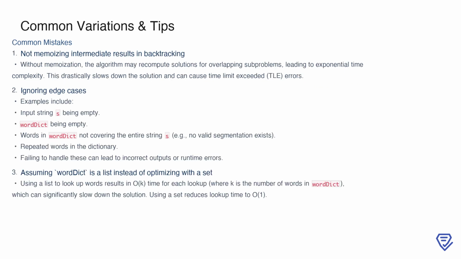One common mistake when solving word break 2 is not memoizing intermediate results during backtracking. Without memoization, the algorithm can end up recalculating solutions for overlapping subproblems repeatedly, which leads to exponential time complexity. This inefficiency can drastically slow down the solution and may even result in time limit exceeded errors.